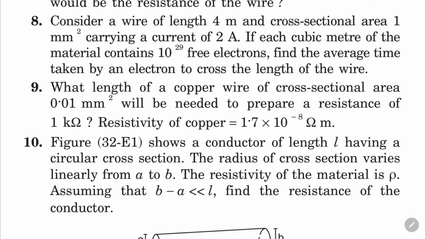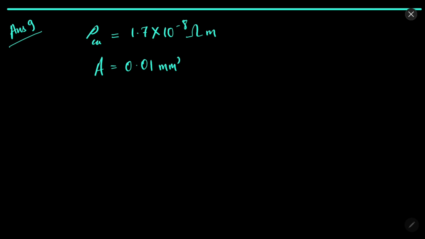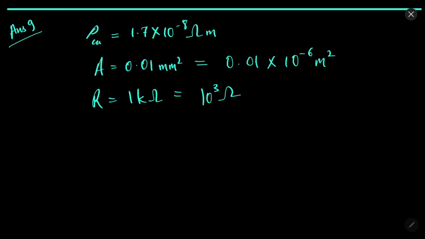In question 9, what length of copper wire of cross section area 0.01 mm square will be needed to prepare a resistance of 1 kilo ohm? Resistivity of copper is given. So this is the ninth one. Here resistivity of copper is 1.7 into 10 to the power minus 8 ohm meter. Area is 0.01 mm square, or 0.01 into 10 to the power minus 6 meter square. Resistance is 1 kilo ohm, that is 1000 ohms.